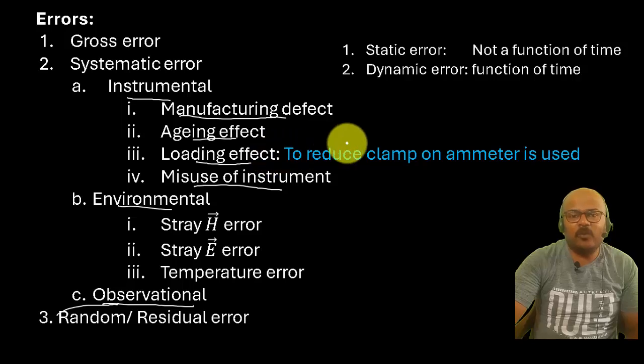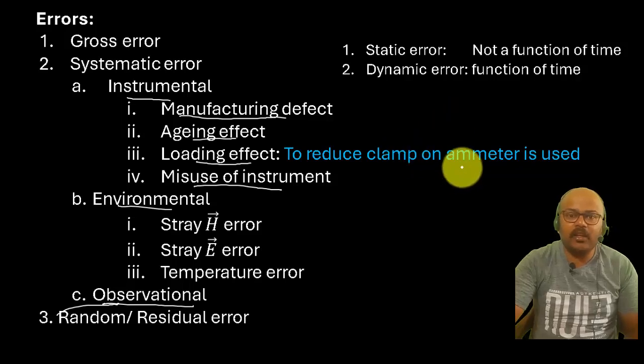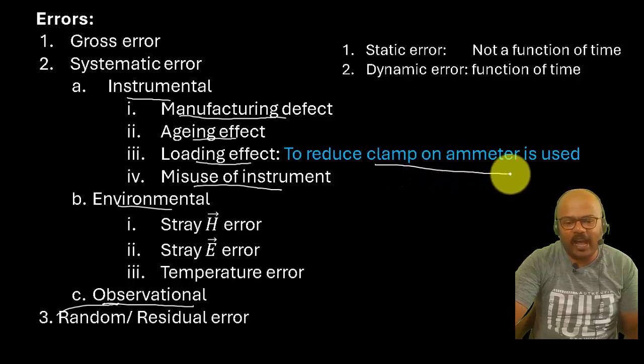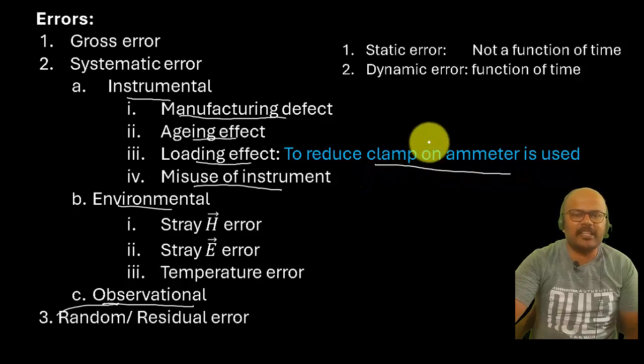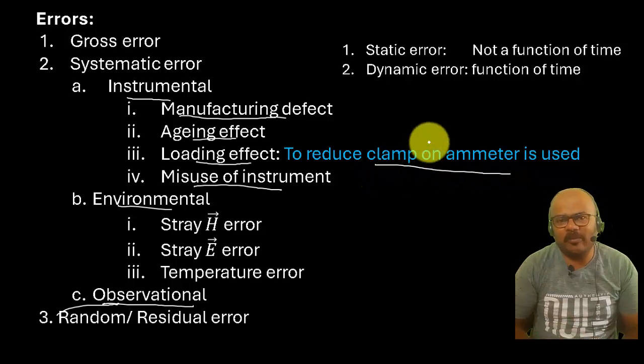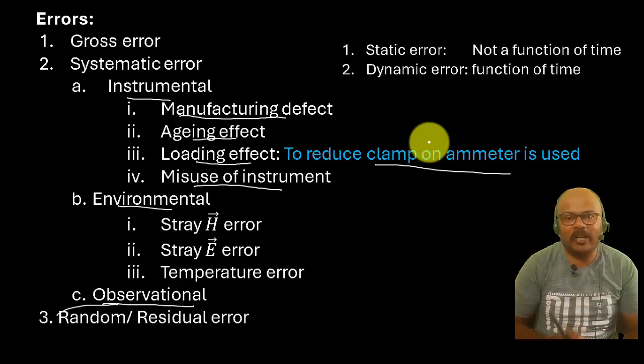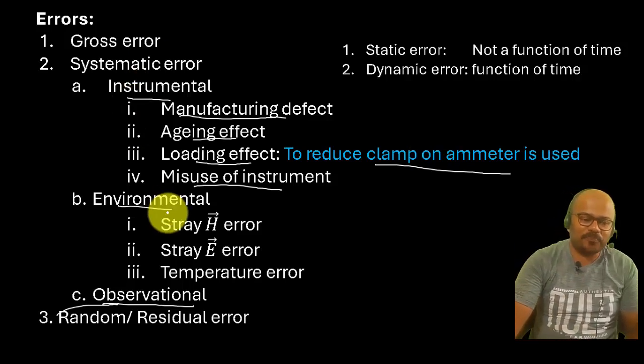Loading effect, one example I have given is, see, in the case of ammeter measurement, the measured value will be less than the true value. Why? In the case of ammeter design, the ammeter is going to consume some of the energy or some of the power. In order to reduce it, we make use of a clamp-on ammeter. Misuse of instrument, as I discussed, in the case of a voltmeter if you are making use of an ammeter, or in the case of an ammeter if you make use of a voltmeter, error does occur.